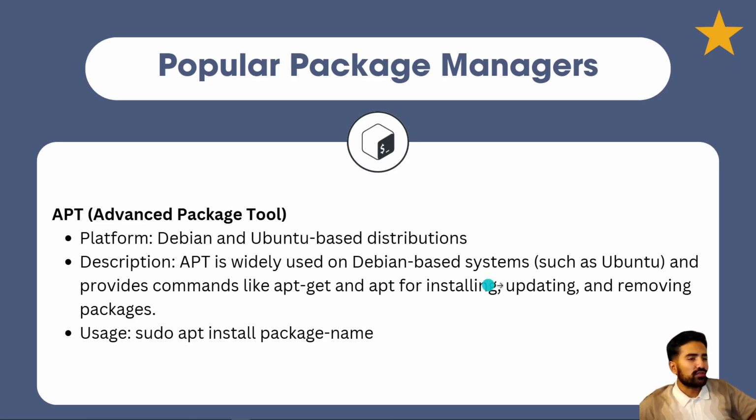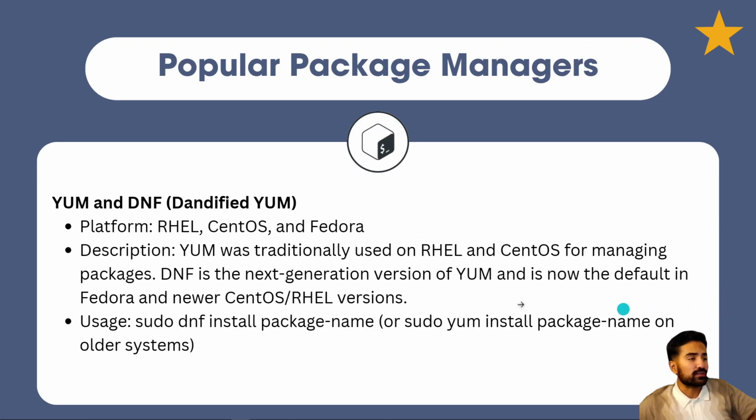It's widely used for Debian systems. Ubuntu is not the only Debian system, but it provides commands like apt-get for installing, updating, and removing packages. So for example, if you wanted to install a package, you'd do sudo apt install package name. The reason we need sudo, right, is because you're installing them to the entire system.